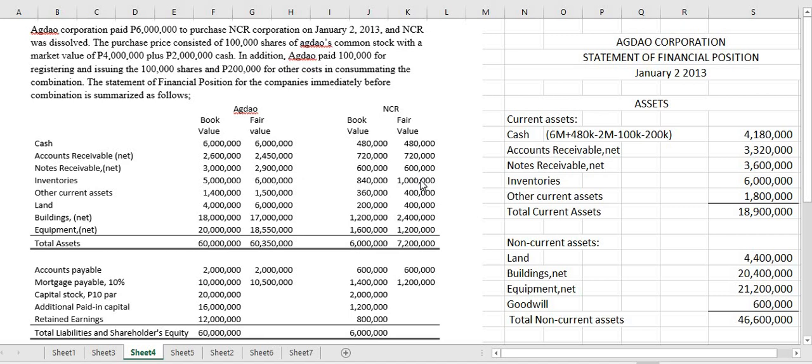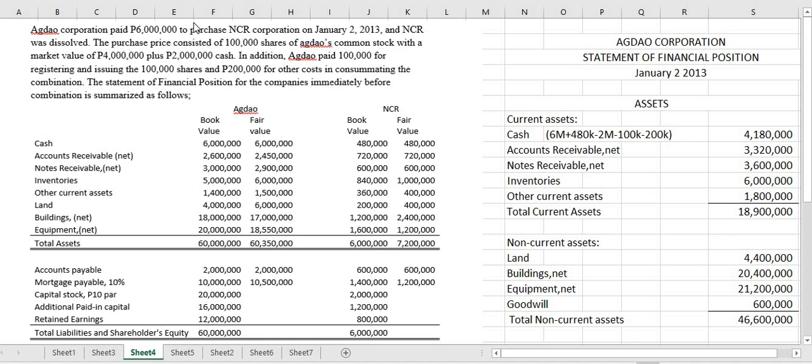but NCR's is at fair value. So again, for the acquirer, that's book value, and for the acquiree, fair value. But you also consider the effect of the business combination or the effect of the merger, since these records were prepared before the combination. So we just take effect as we combine the two records at book value and at fair value. Consider the effect of the business combination.